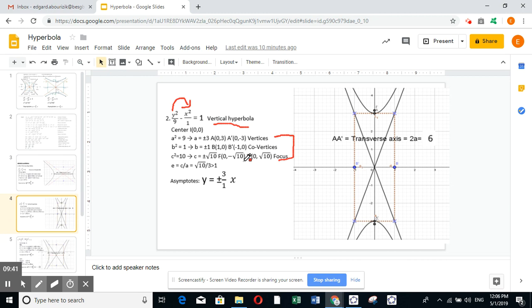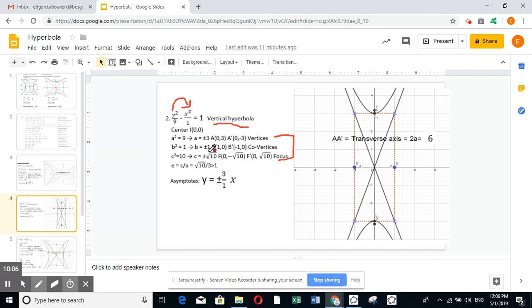Radical 10, so 0 minus radical 10, 0, 10. You can see here F and F prime. However, b squared is 1, so b is plus or minus 1, it will be on the x-axis, so 1, 0 and minus 1, 0. And eccentricity c over a is bigger than 1. For the asymptote, I write y equals plus or minus square root of under y over under x. So under y over under x, root 9 over 1, which is 3 over 1.